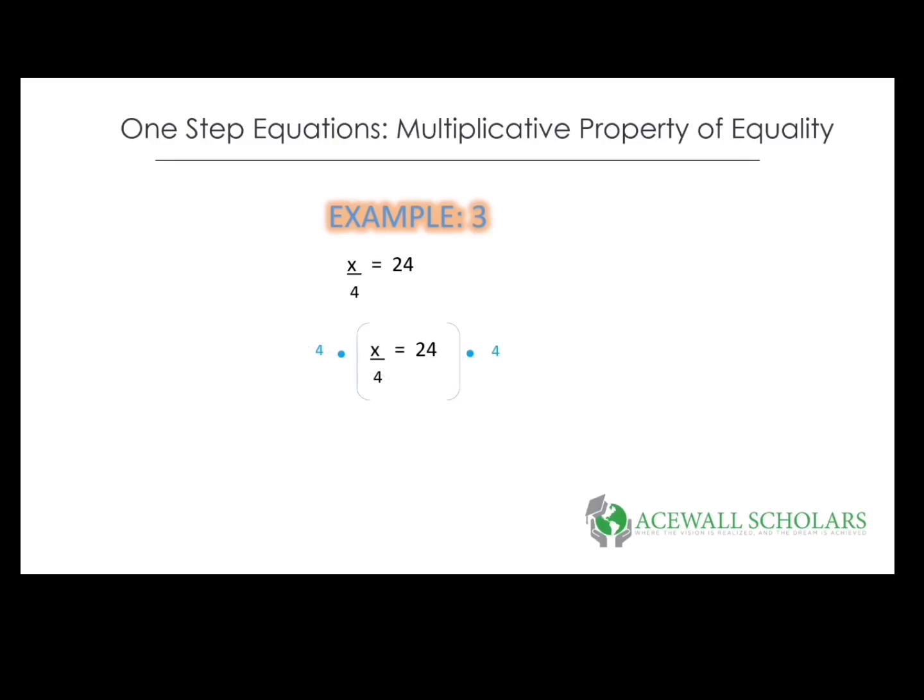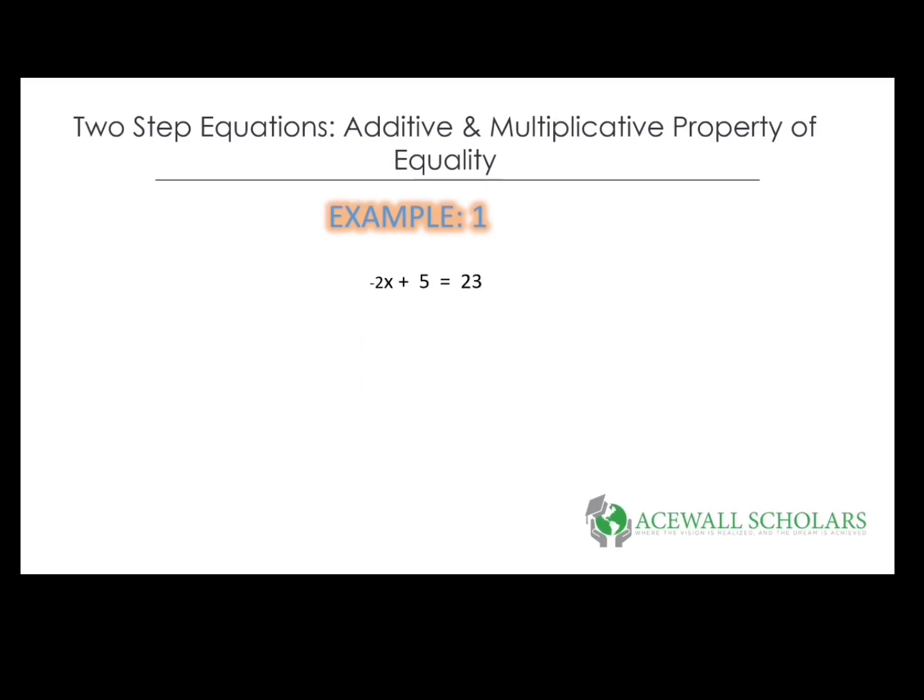The 4's are going to cancel out, and we'll be left with x equals 24 times 4, which is 96. And that's our answer. Let's look at two-step equations. So now we're going to combine the additive and multiplicative property of equality.